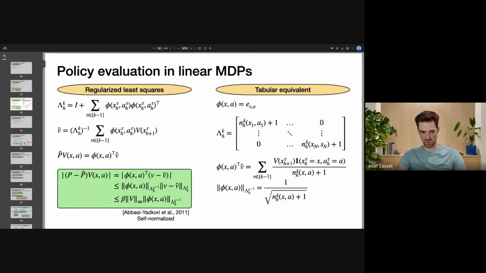Again, if you look at how the value backup P hat V looks, it's pretty much exactly like the tabular case. You're just averaging over the samples that you observed, with the plus 1. And this weighted feature norm is again the standard 1 over the square root of the number of times that you visited the state-action pair. So this is just an analog of how well you're exploring the state-action feature space.